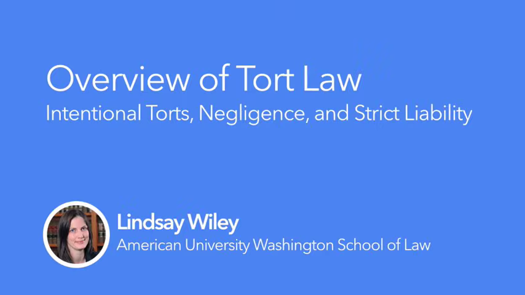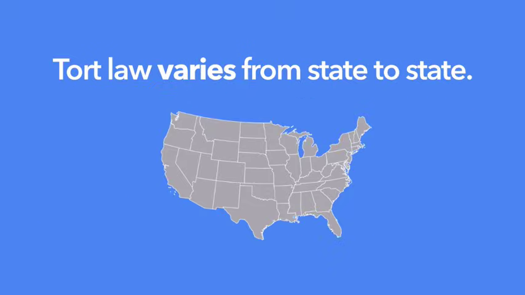This episode provides an overview of the three main areas of tort law: intentional torts, negligence, and strict liability. Before we get to that overview, though, we need to understand that in our study of tort law, we're going to be making lots of implicit generalizations, because the reality is that tort law varies from state to state.